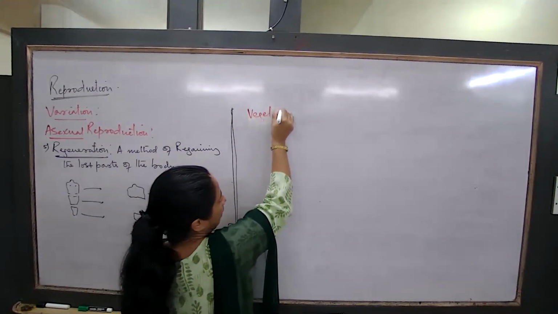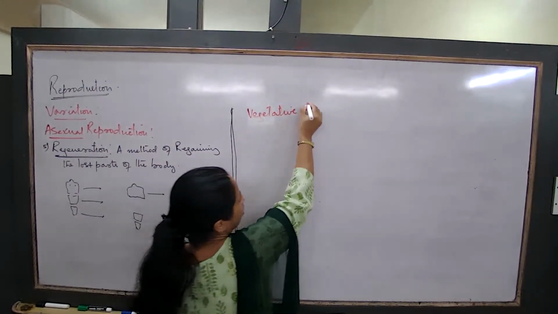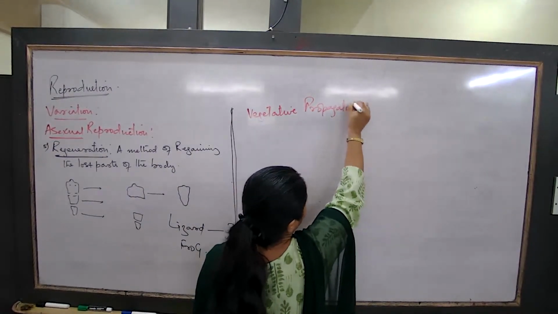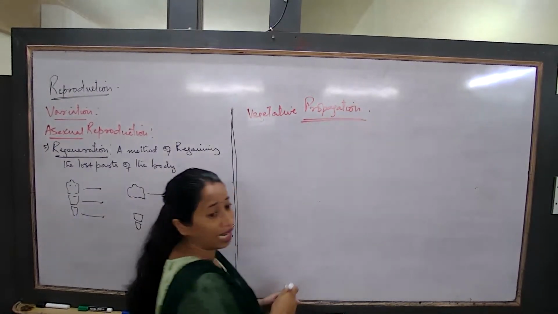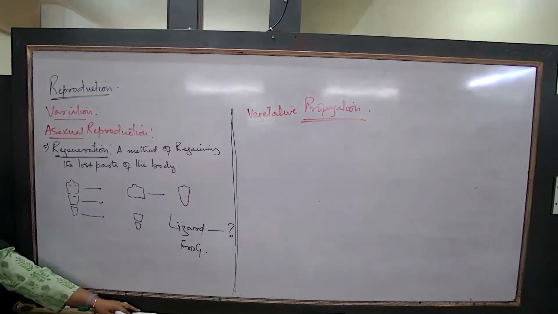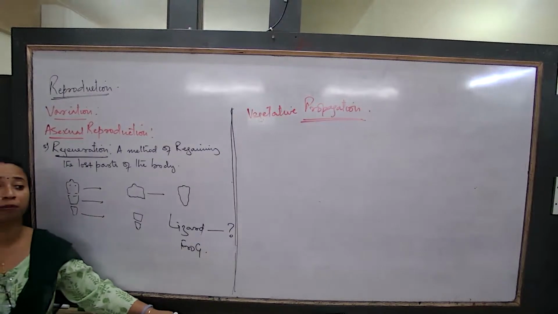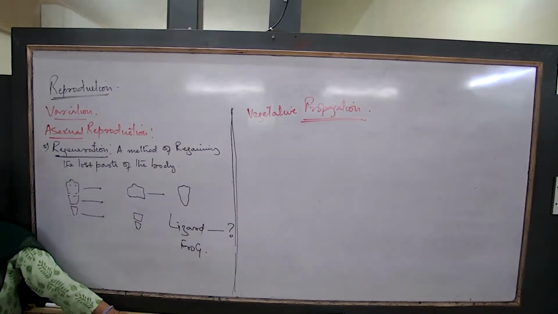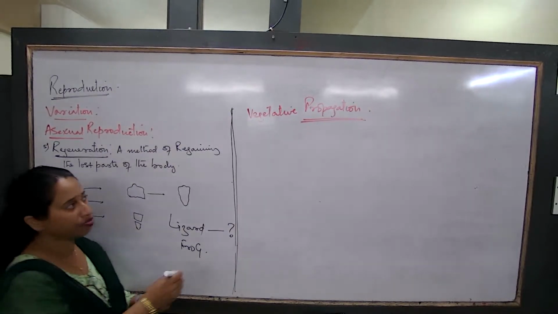Vegetative propagation. When we are talking about the concept of vegetative propagation, propagation means developing and multiplying in large numbers. Vegetative means non-reproductive. So which are some of the non-reproductive parts of a plant? Now we start understanding this. What are some of the non-reproductive parts of a plant?